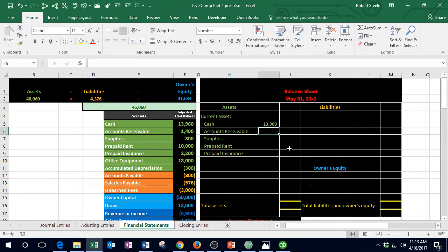I'm going to do the same thing here. We're going to say that the accounts receivable equals, point to that 1,400 and enter. I'm going to do the same thing here, equals the supplies, 800 and enter, equals the rent, prepaid rent I should say, and enter, and the last one being the prepaid insurance.